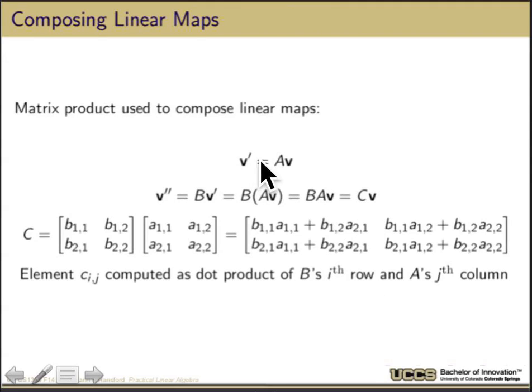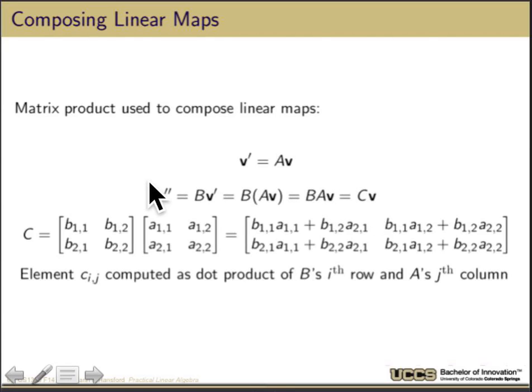So I have some vector v prime, which I get by A times v. I can now think of taking a second matrix B, and I can apply B to v prime. That gives me a new vector v double prime. But that's the same as applying B to Av, which I can view as BA times v, which is some other matrix C. That's the composite matrix. The elements of Cij are just the dot products of the ith row and the jth column. That is to say, C is the product of A and B, and that gives me a new linear map.